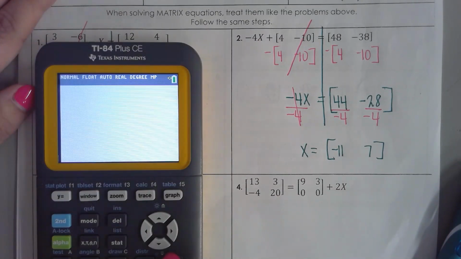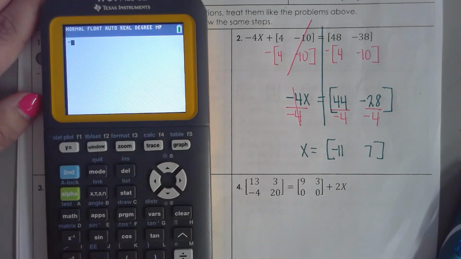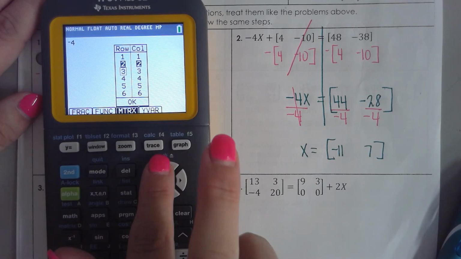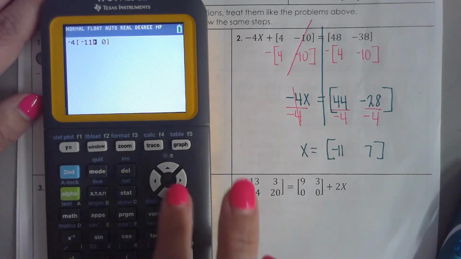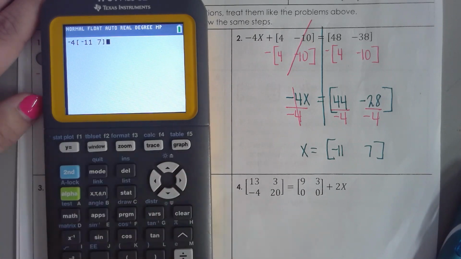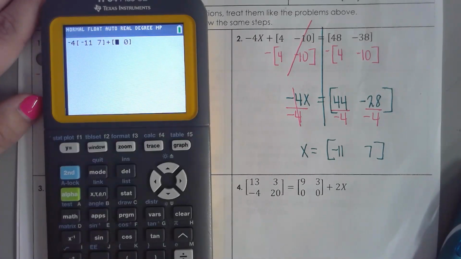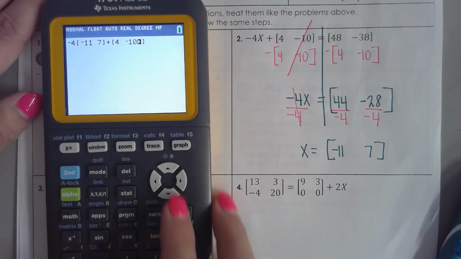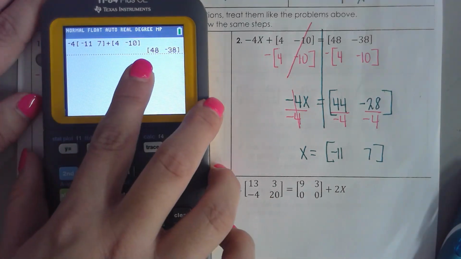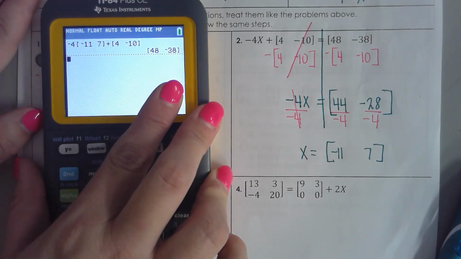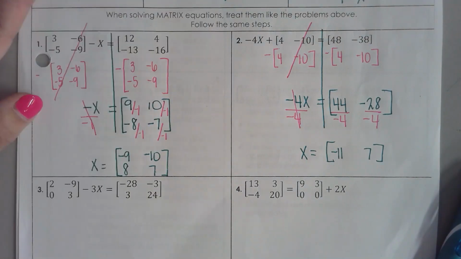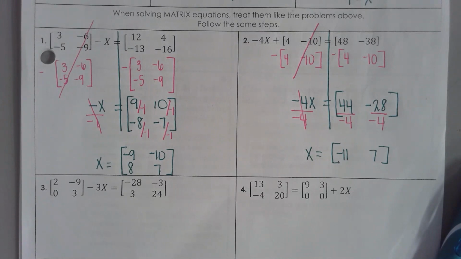If I want to check my answer, 4 times my matrix that I found plus, so I get 48 negative 38. Perfect. Are there any questions?